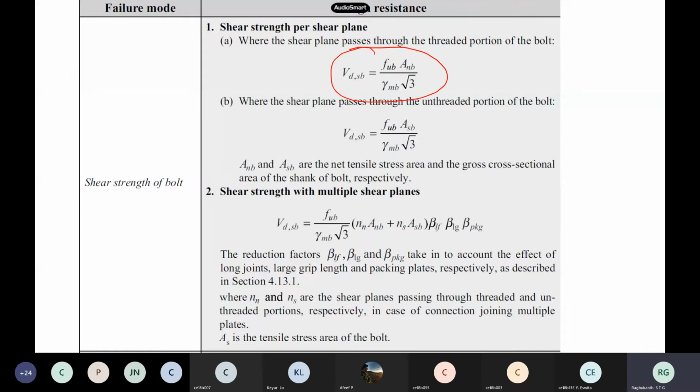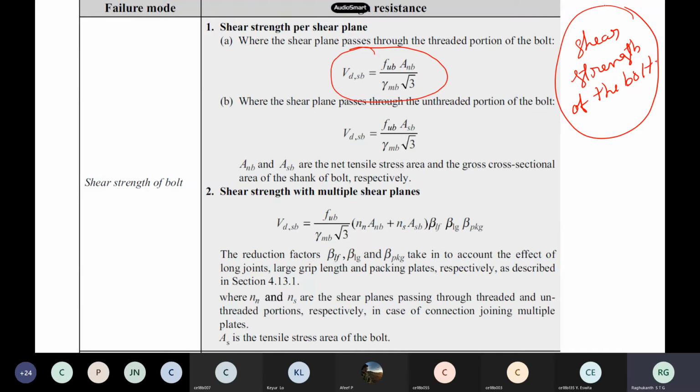So you have the slip resistance or the shear strength of a bolt, given by this expression. This is the expression you see given in the code. FUB and the other terms are all defined in the code itself. A_nb is nothing but the net tensile stress area of the bolt.